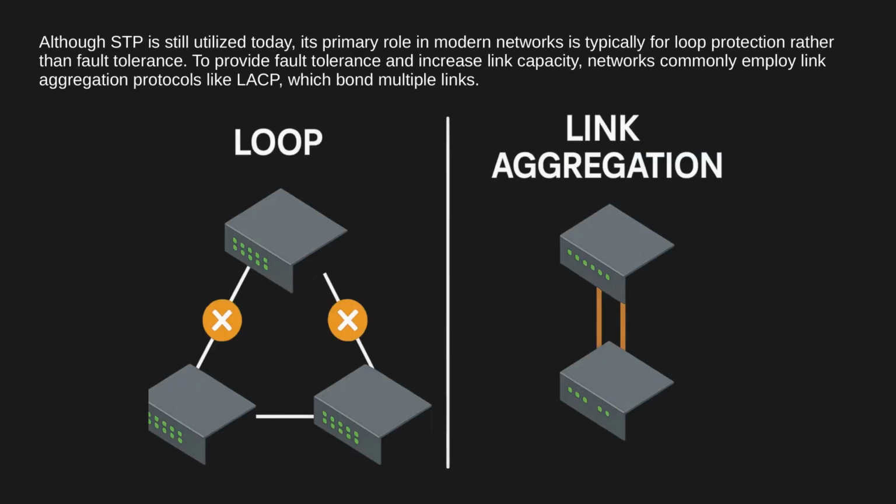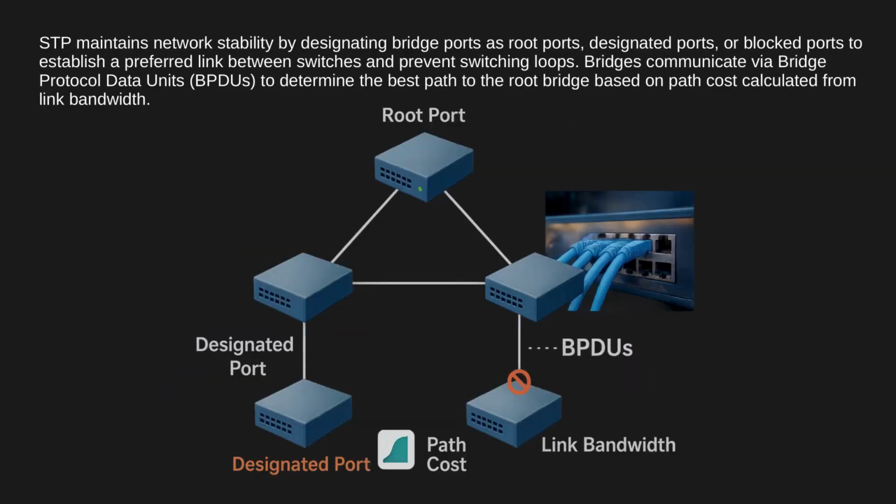Although STP is still utilized today, its primary role in modern networks is typically for loop protection rather than fault tolerance. To provide fault tolerance and increase link capacity, networks commonly employ link aggregation protocols like LACP, which bond multiple links. STP maintains network stability by designating bridge ports as root ports, designated ports, or blocked ports to establish a preferred link between switches and prevent switching loops.